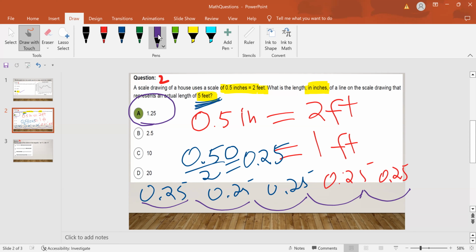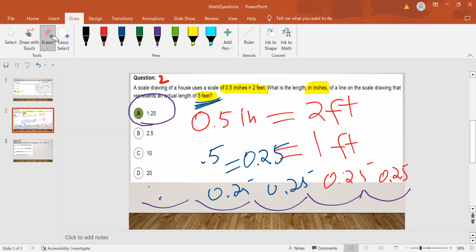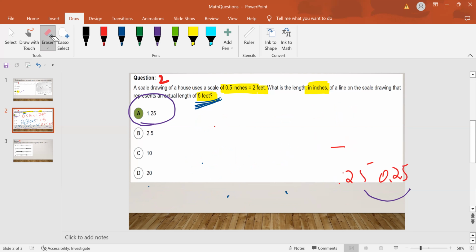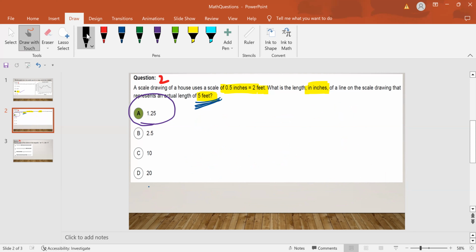Now, the second method, which is to use a formula, and that formula is called proportion. We're going to use a proportion to solve it. Proportion means we're going to have two fractions equal to each other. Okay, so how are we going to set up the fraction? The first fraction we use the given information, when they say 0.5 inches is equal to 2 feet.